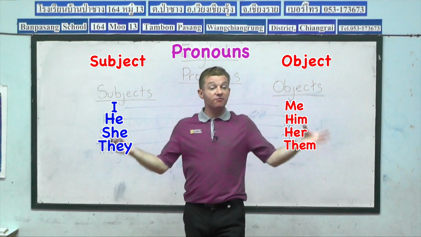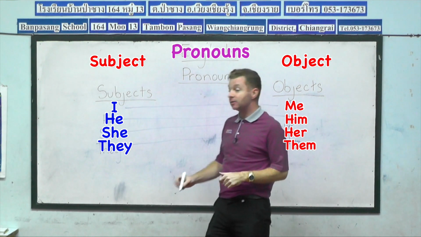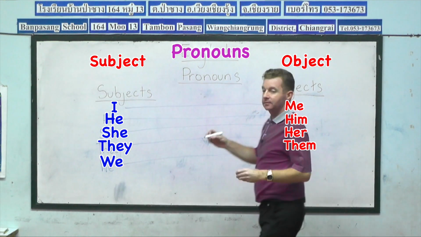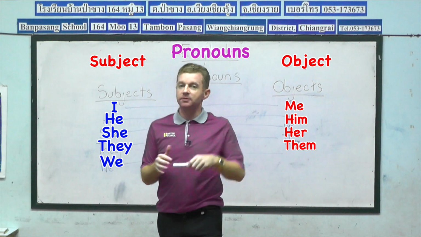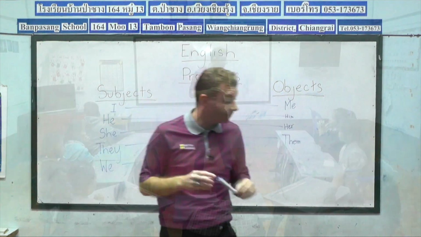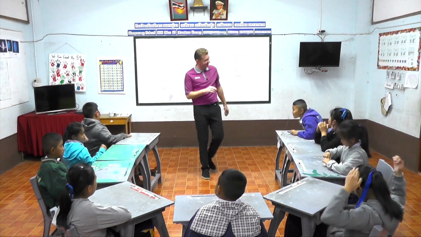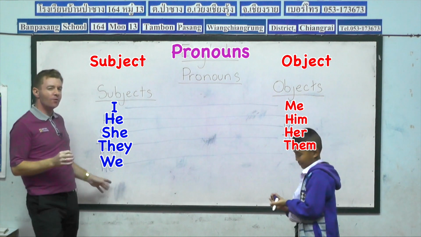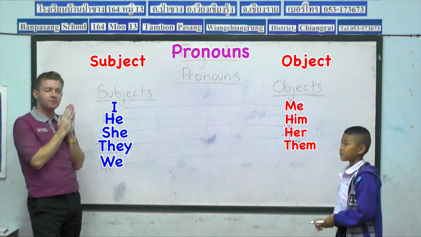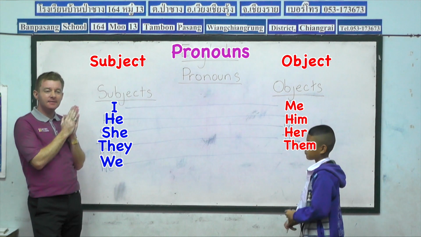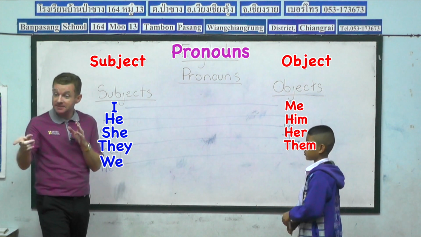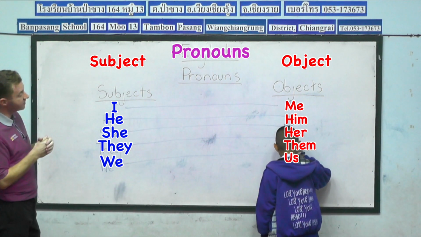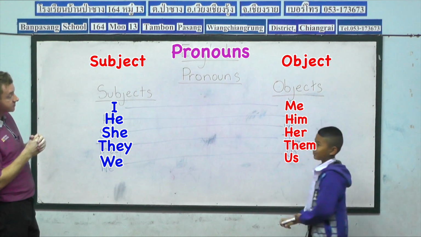And the subject pronoun for a group that includes us, we don't use they, we can use we. We can say, we are in class. But then if we want to change it to an object pronoun, Pangpon, how can we do it? So we've got the subject pronoun we, but what do we change we to for the object pronoun? We don't say we again. Us, yes, well done. And how do we spell us? U-S. So this object pronoun for we is us, correct?